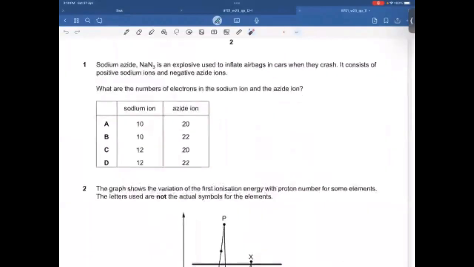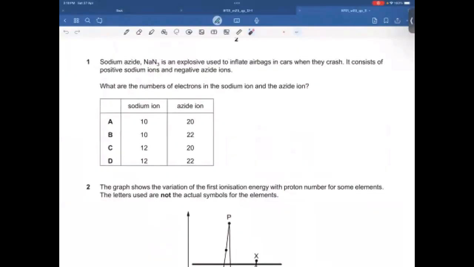Question number 1 seems like it belongs to the fundamental particles of an atom. Sodium azide, with the formula NaN3, is an explosive used to inflate airbags in cars when they crash. It consists of positive sodium ions. So when we have positive sodium ions, obviously the proton number is 11 and the mass number is 23.